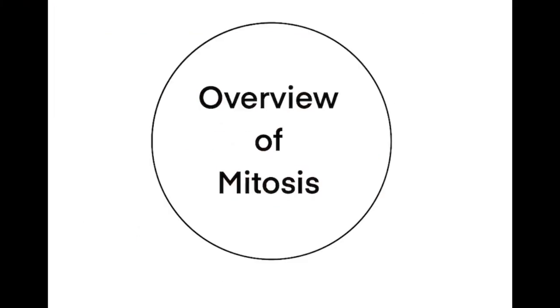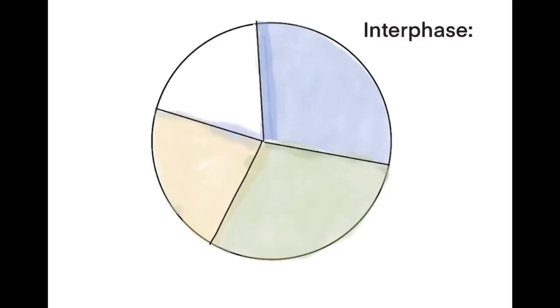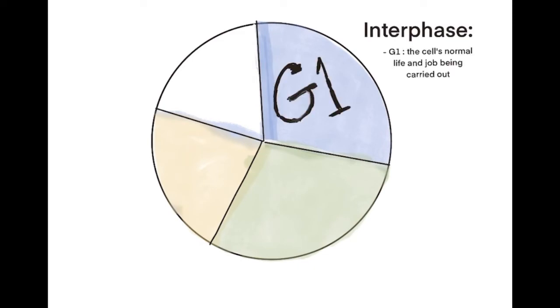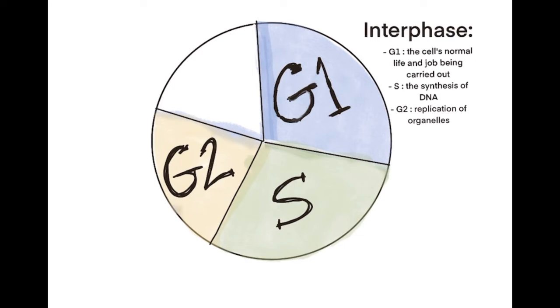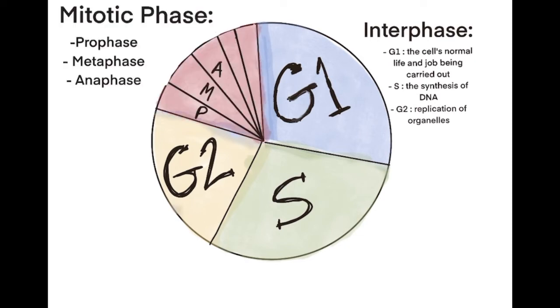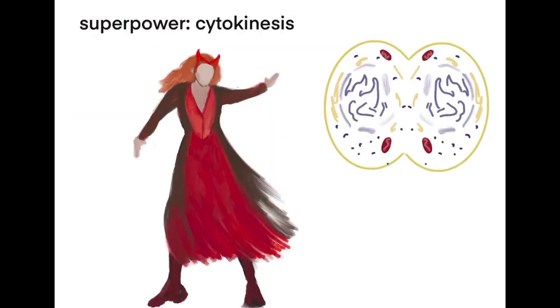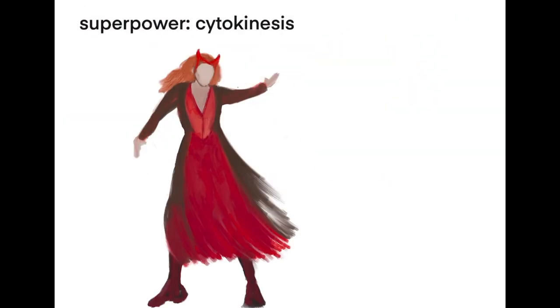Quick recap, mitosis has two stages. Interphase, the cell's preparation for mitosis. G1, the cell lives normal life and its job is being carried out. S, the synthesis of the DNA within the nucleus of the cell. And G2 is the replication of the organelles. And then there's the mitotic phase: prophase, metaphase, anaphase, telophase, and cytokinesis. All of which I think kind of sound like superpowers, but that's probably just me.